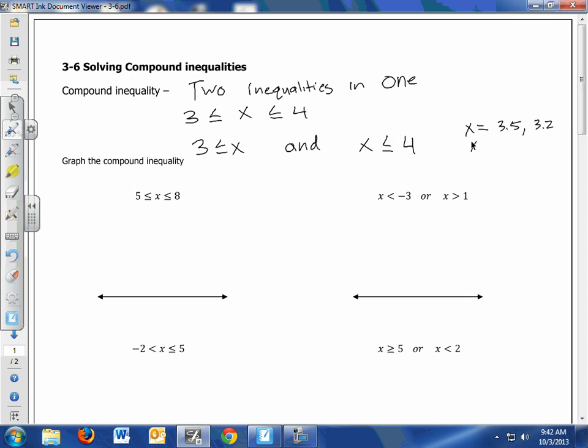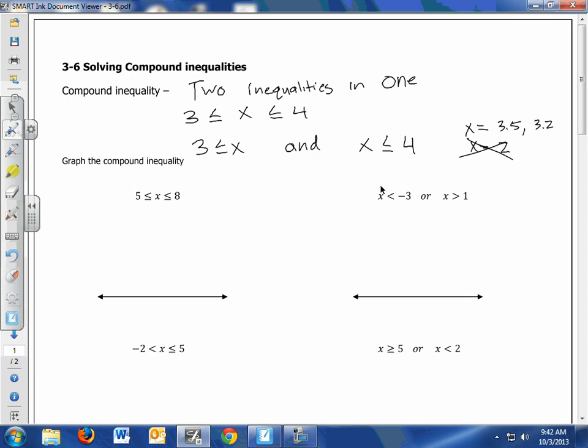Can x be 2? But that's less than 4. 2 is less than 4, right? But it also has to be bigger than 3. This and statement makes it not true. Okay?